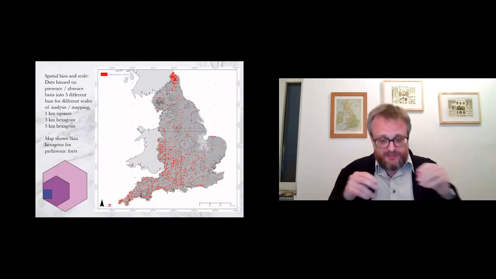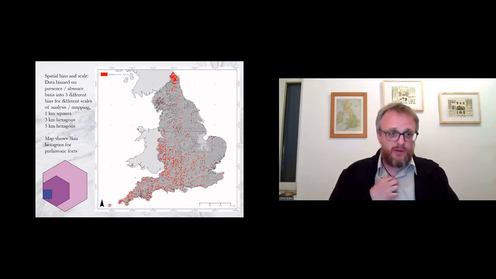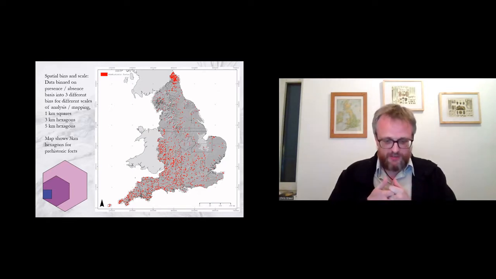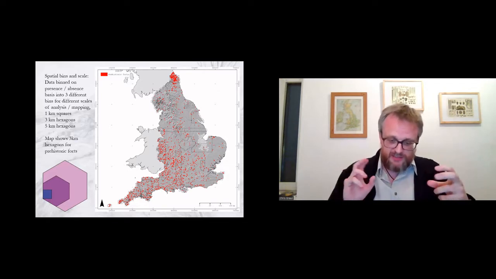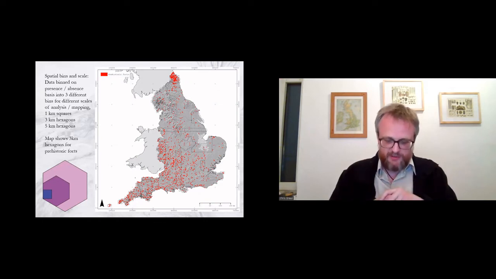We did this at 3 different scales. We used 1 by 1 kilometre grid squares as the basis for all of our statistical analyses, and as the input data for the various further models produced, many of which I'll get onto later. And then we used 2 sizes of hexagons for production of mapped outputs.